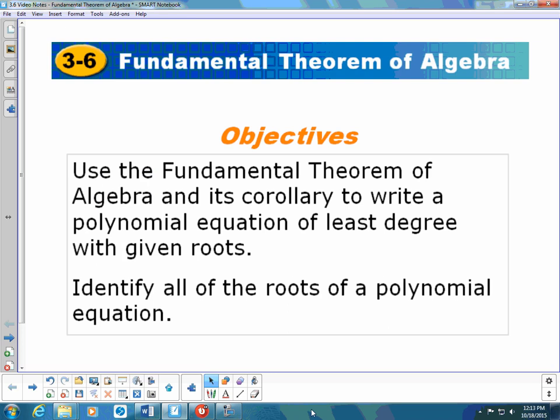We're looking at section 3.6, Fundamental Theorem of Algebra. Your objectives in this section are to use the fundamental theorem of algebra and its corollary to write a polynomial equation of least degree with given roots. Another objective is to identify all of the roots of a polynomial equation.